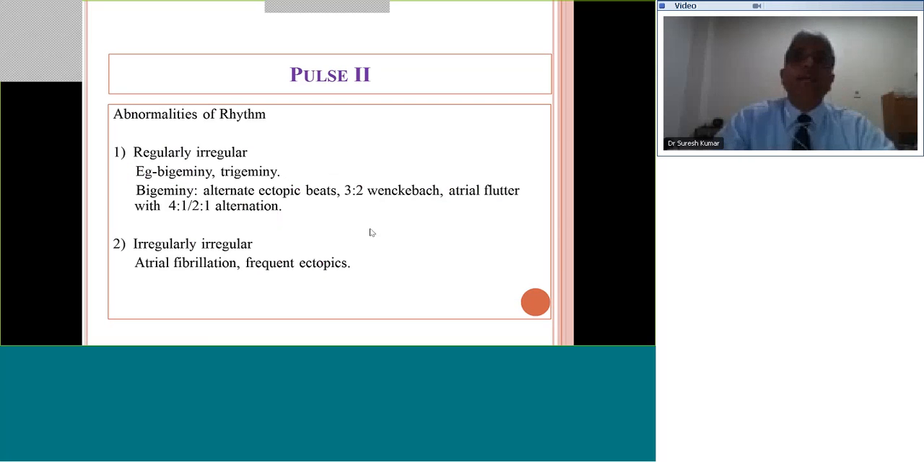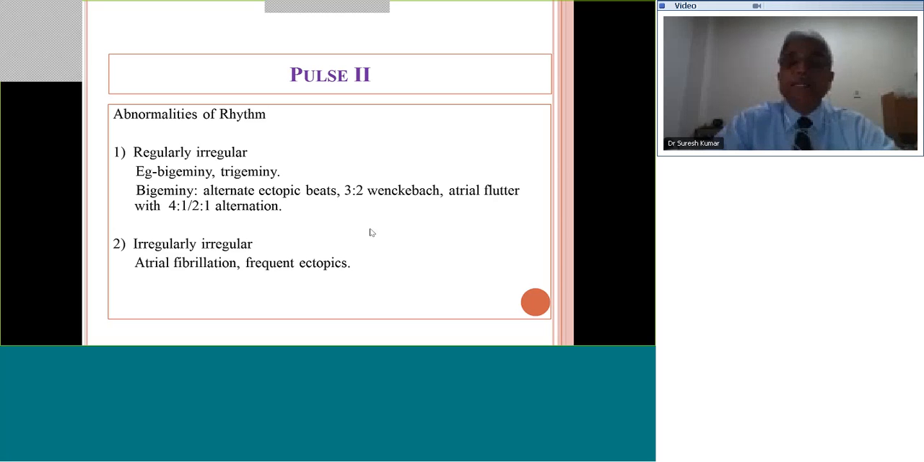Let's see where the pulse can become abnormal. Start with simple abnormalities of rhythm. We have learned from Hutchison about the regularly irregular and the irregularly irregular pulses. It is regularly irregular when there is an alternate ectopic, producing a bigeminy or a trigeminy. Bigeminy means there's a group beating of 2 beats, pause, 2 beats. Trigeminy, 3 beats, pause, 3 beats.